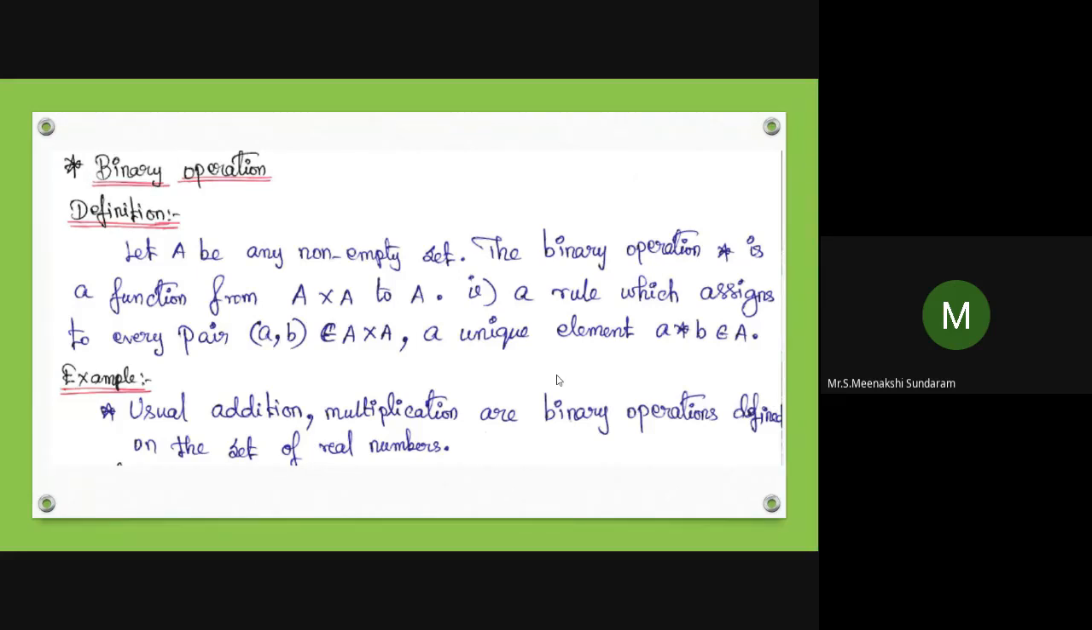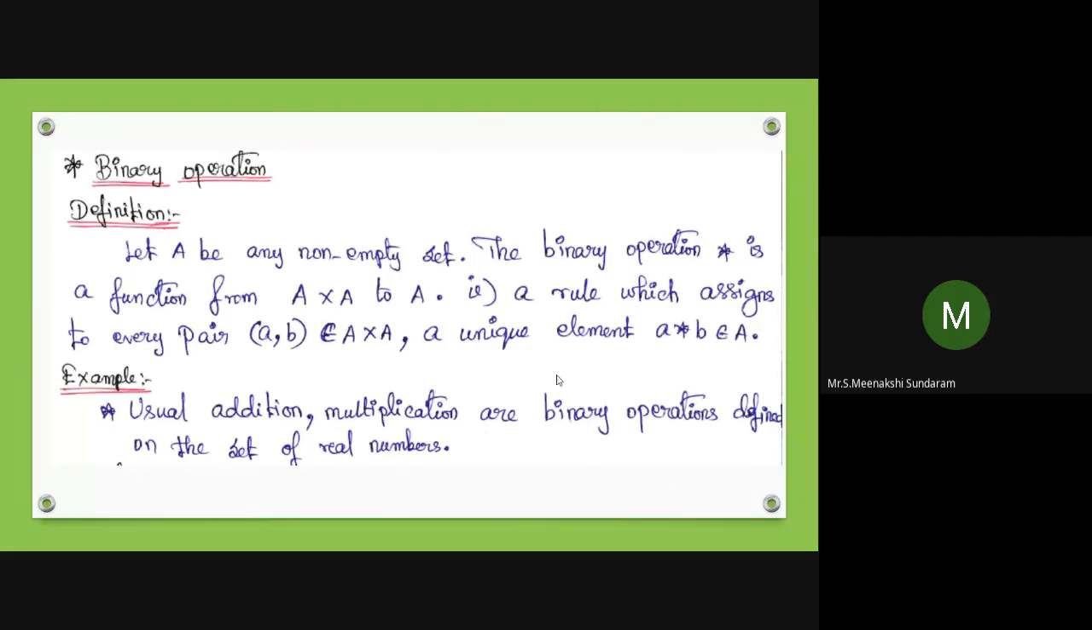Next, one more function is one-to-one. Every element in the domain has a unique image; distinct elements have distinct images. That is called a one-to-one function. Then one-to-one and onto together is the bijection map.